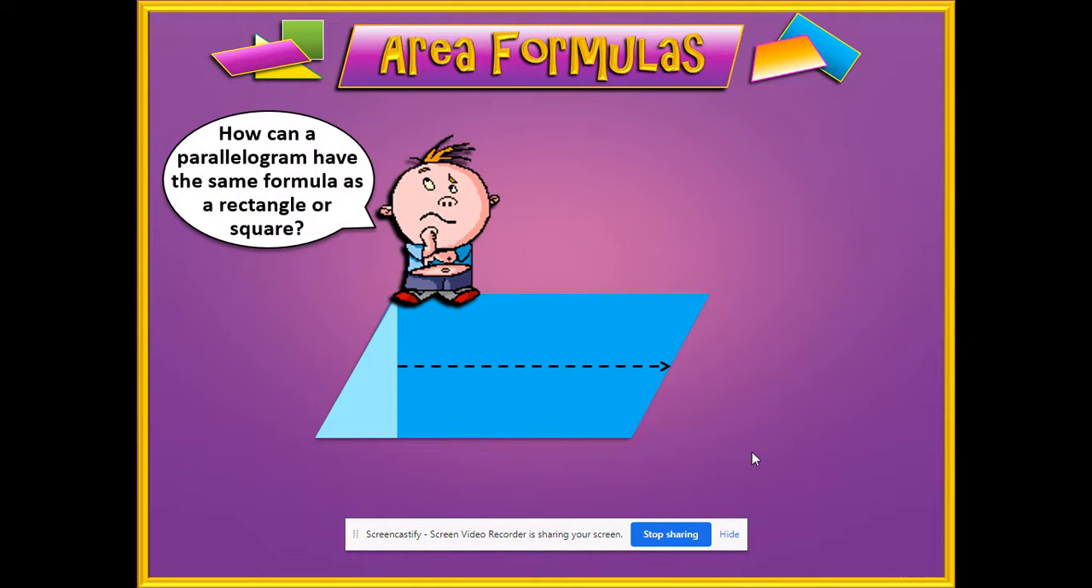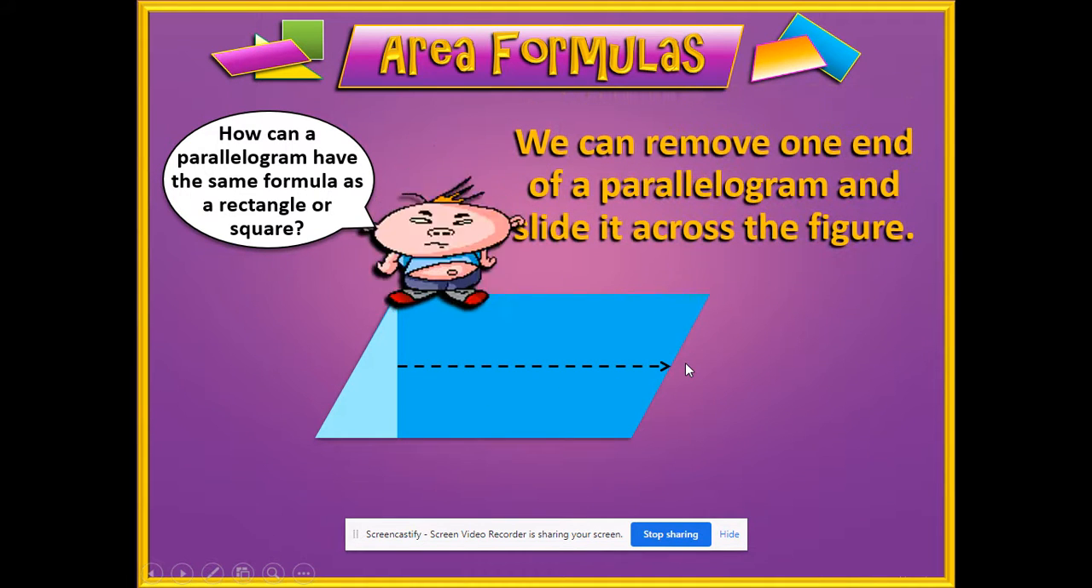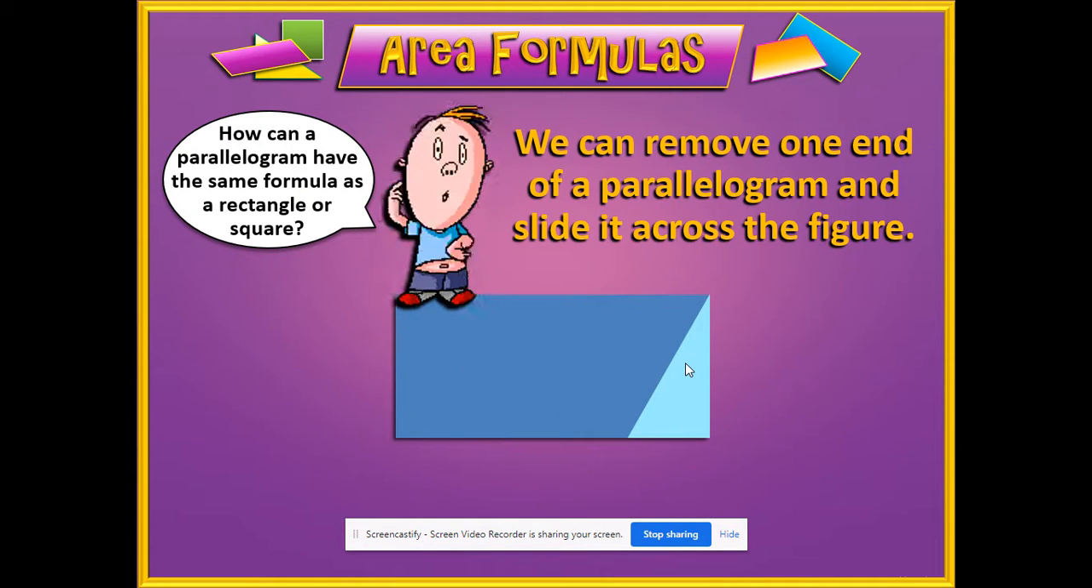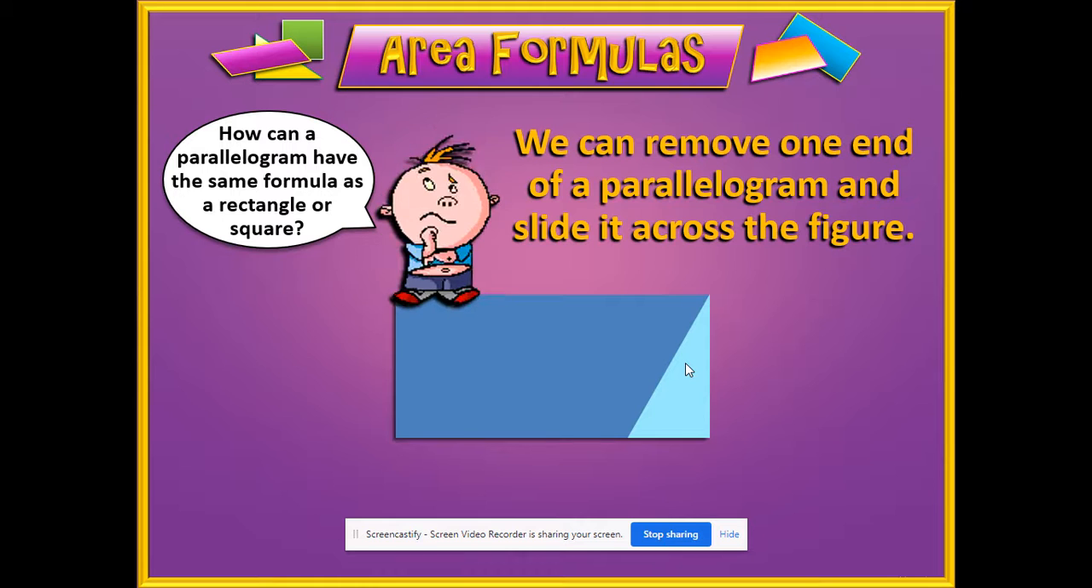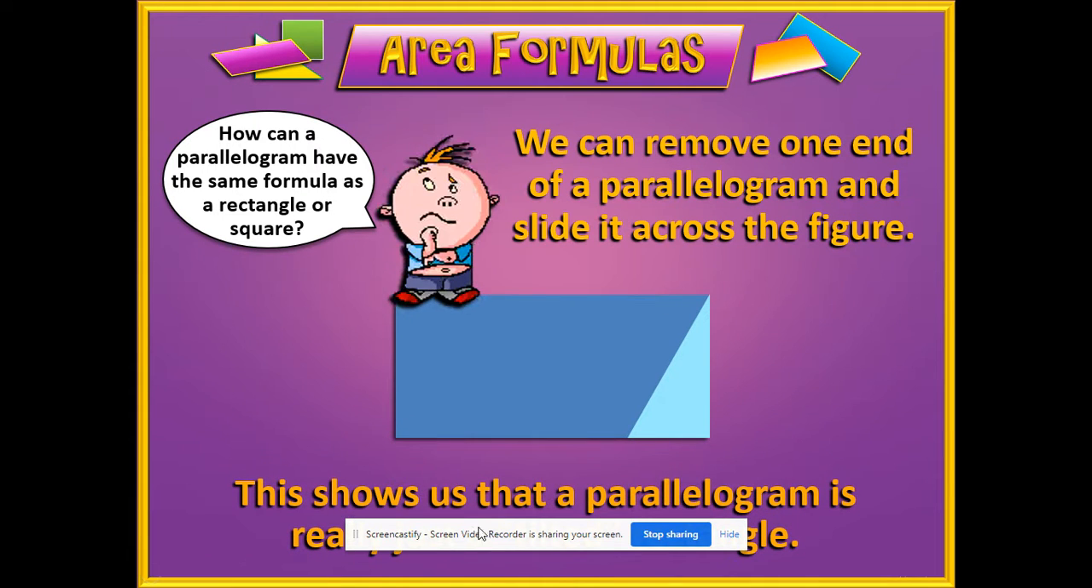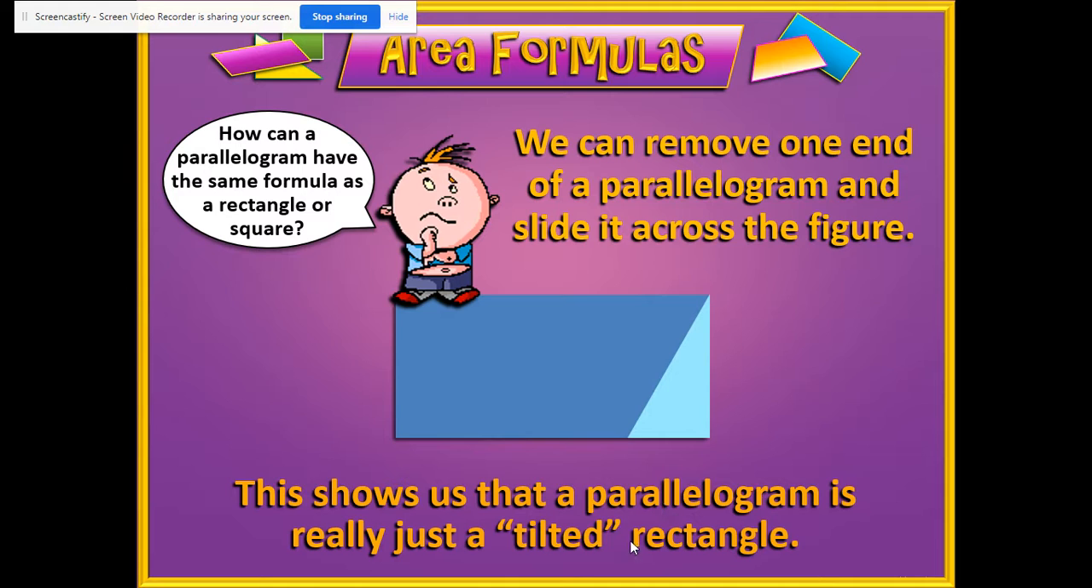All right, so how can a parallelogram have the same formula as a rectangle or the square? You're probably wondering, how can 2 straight figures, rectangle, square, be the same as a parallelogram? Well, if you split this rectangle right down that up and down line, and you have this triangle right here, if you take it and you slide it over here, wonder what shape it's going to be. Let's see. Slide it across, it becomes a rectangle. So really, a parallelogram is just a tilted rectangle. Kind of interesting, huh?